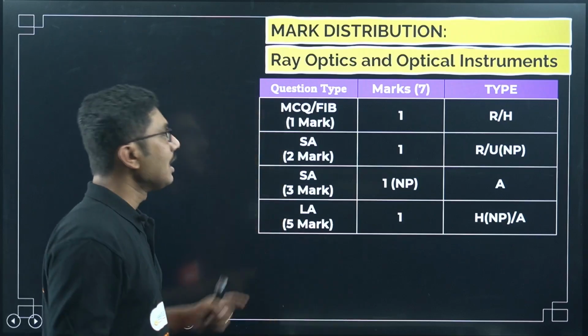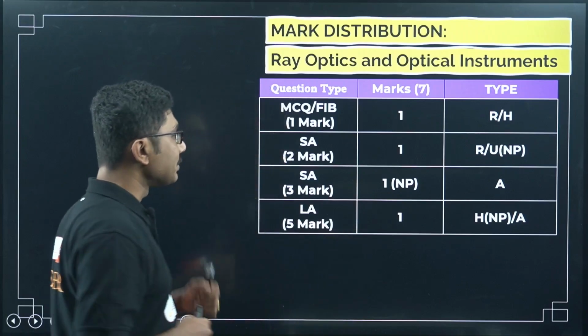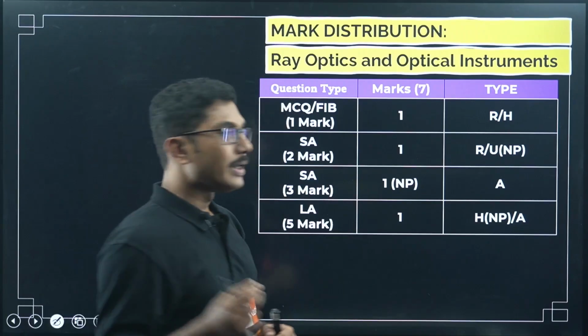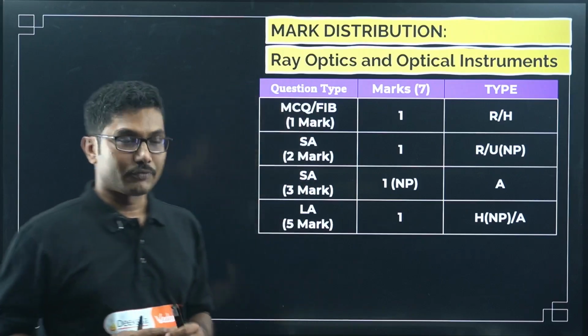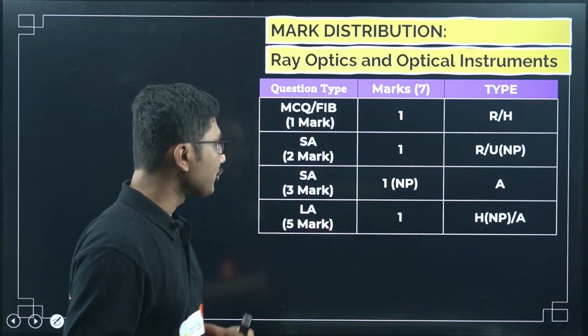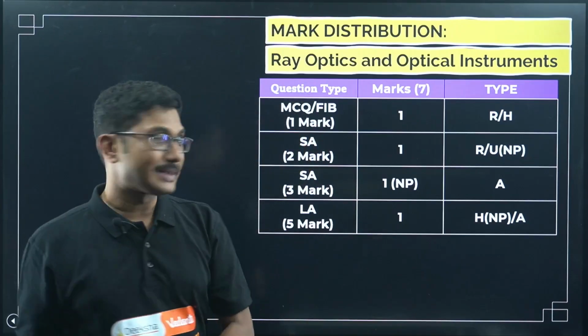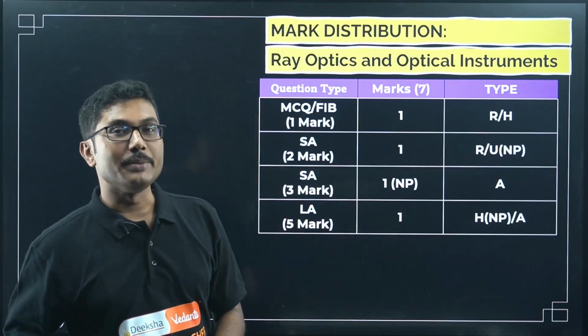Then there will be one short answer type question of 2 marks, and possibly there will be a 3-mark numerical problem from this chapter, that we will also see. And there will be a long answer type question, and there is an 80% chance that this question will be a numerical question.